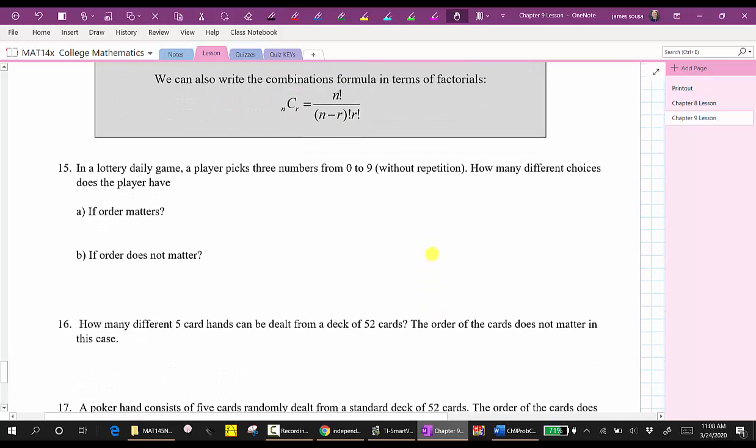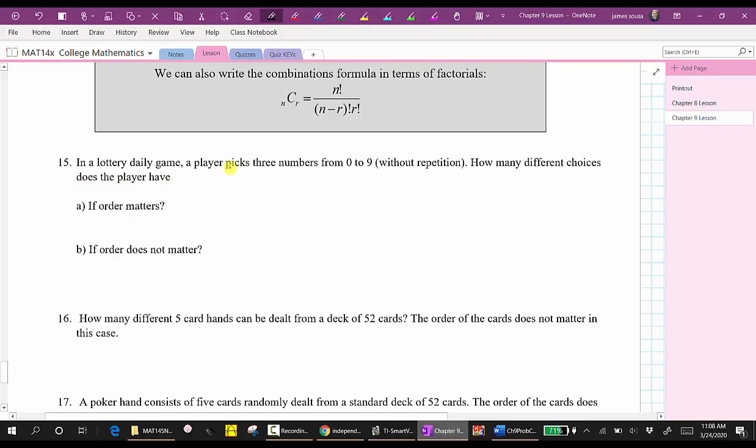So for number 15, in a lottery daily game, a player picks 3 numbers from 0 to 9 without repetition. How many different choices does the player have for part A, if the order matters? So again, if the order matters, we have a permutation. There are 10 digits, and the player is selecting 3 of them. So if order does matter, the number of ways would be 10 permute 3, which is equal to 10 factorial divided by 10 minus 3 factorial, which is equal to 10 factorial divided by 7 factorial.